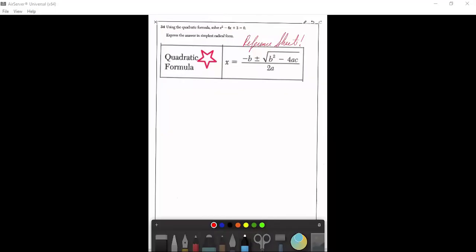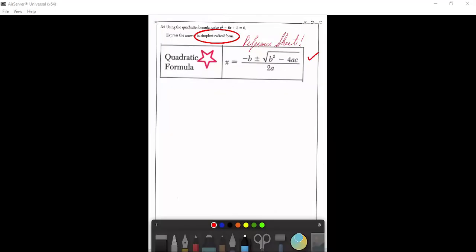This is basically a quadratic formula, and they want you to express your answer in the simplest radical form. Usually when you see this, that means it's going to be an irrational number and they want you to simplify the radical part. Now, I've put the reference sheet formula here.